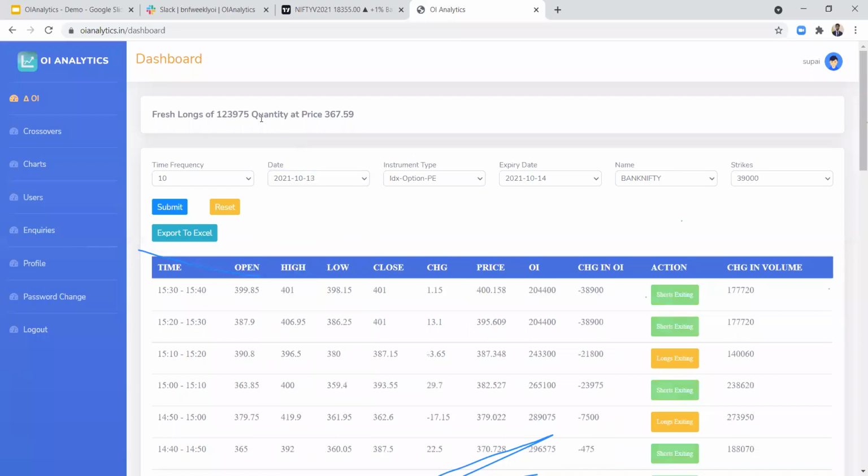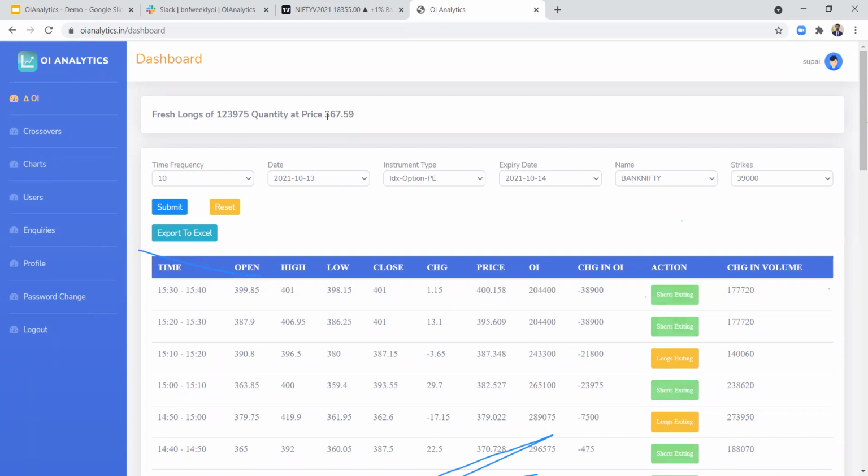If you see, this is the 13th October Bank Nifty 39,000 put data. So it says 123,975 at a price of 367. This is what has been carried for the next day, and that day's close was 400.